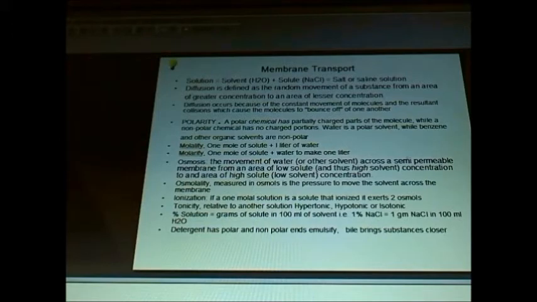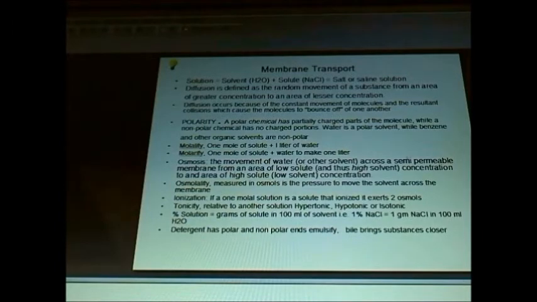Diffusion is defined as the random movement of a substance from an area of greater concentration to an area of less concentration. The illustration we would have used in the lab is a drop of food coloring in a glass of water. It moves and diffuses throughout the glass of water, from a higher concentration where that food coloring was, out through the entire glass of water. This is caused by Brownian movement, or the movement of the molecules bumping into each other and pushing them throughout the glass of water.